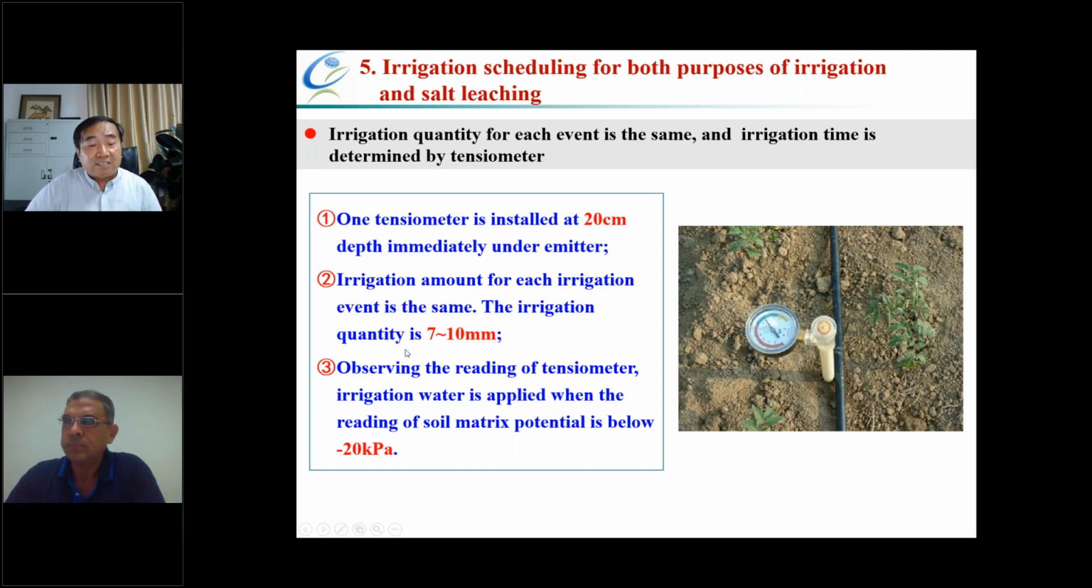The irrigation quantity for each event is about 7 to 10 millimeters. So we observe the reading of the tensiometer. Irrigation water is applied when the reading of the soil matric potential reaches minus 20 kPa. So now you can see this method is very simple, but very accurate.